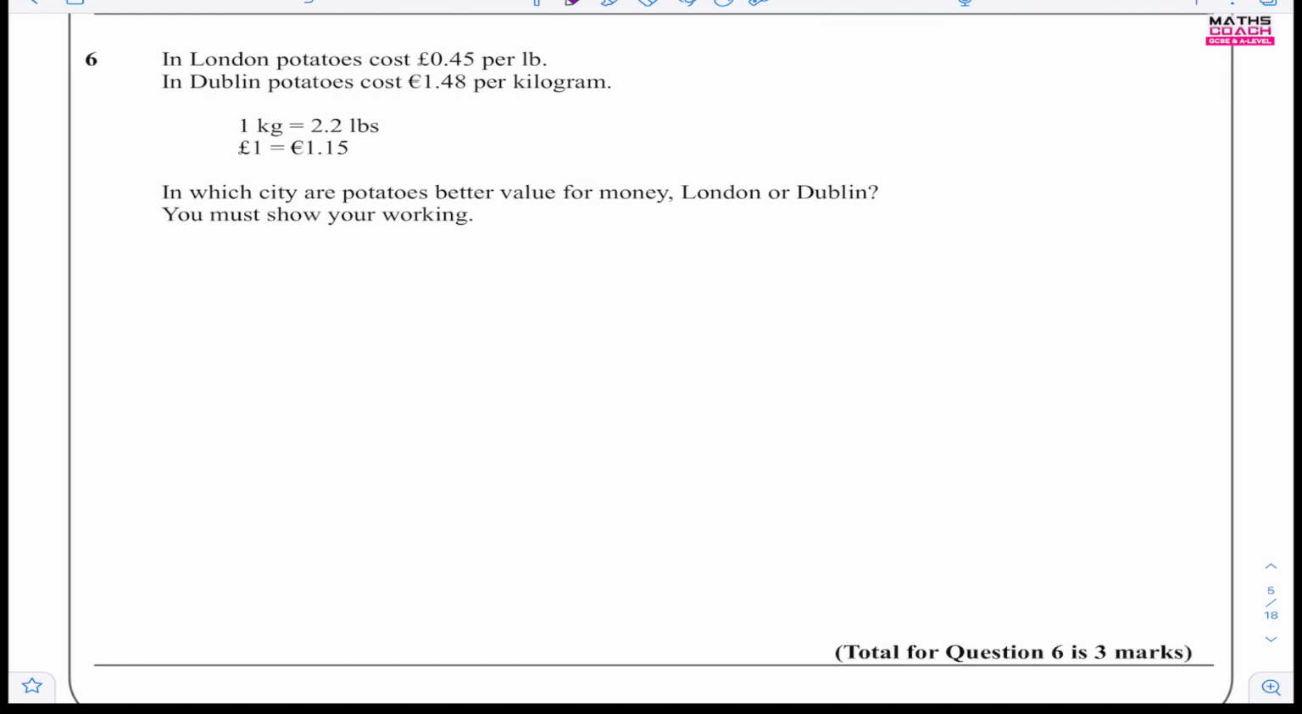You must show all your work in. There is more than one way to do this, but I'll show you one method where I will start off by looking at Dublin prices and converting this into pounds per kilo. So we are told that in Dublin, the price of potatoes is 1.48 euros per kilo, and now we'll make this into pounds per kilo.